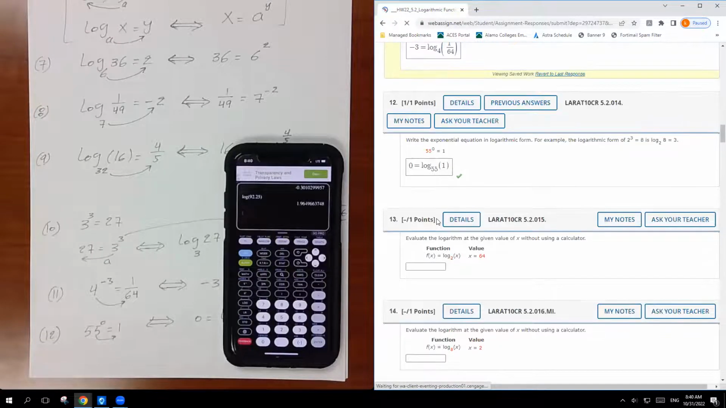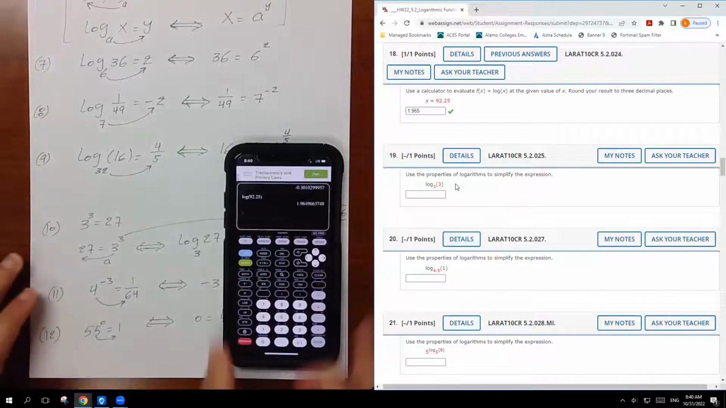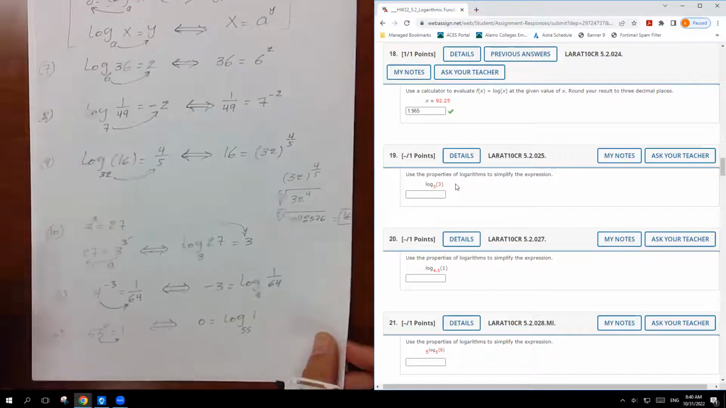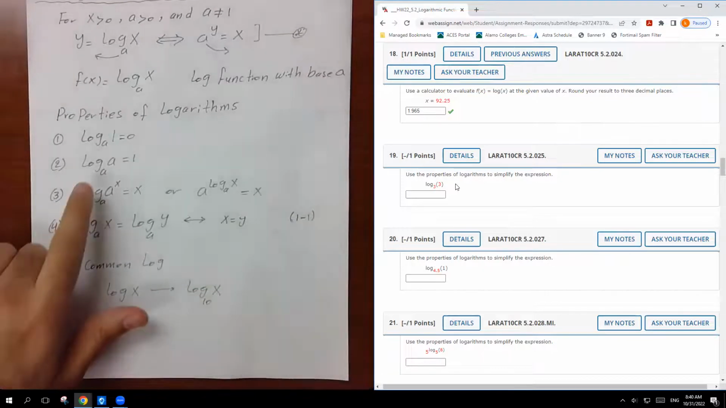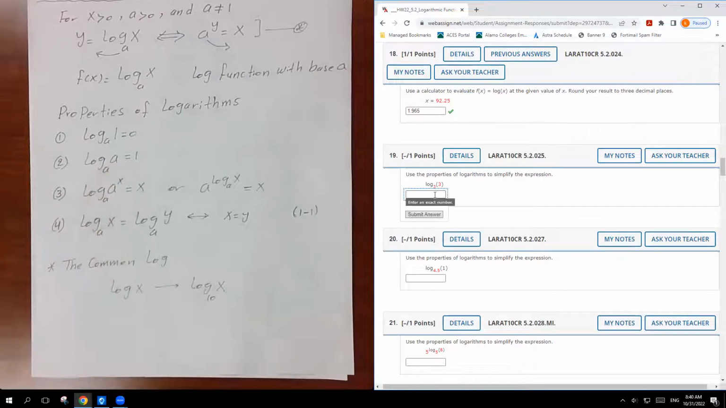If you look to example 19, they ask you to use the properties of logarithm. So let's go back to the properties. Log to the base, exactly the same number. Here's the base and here is the number, exactly the same thing. That means the result here equal 1. That's it for this one.